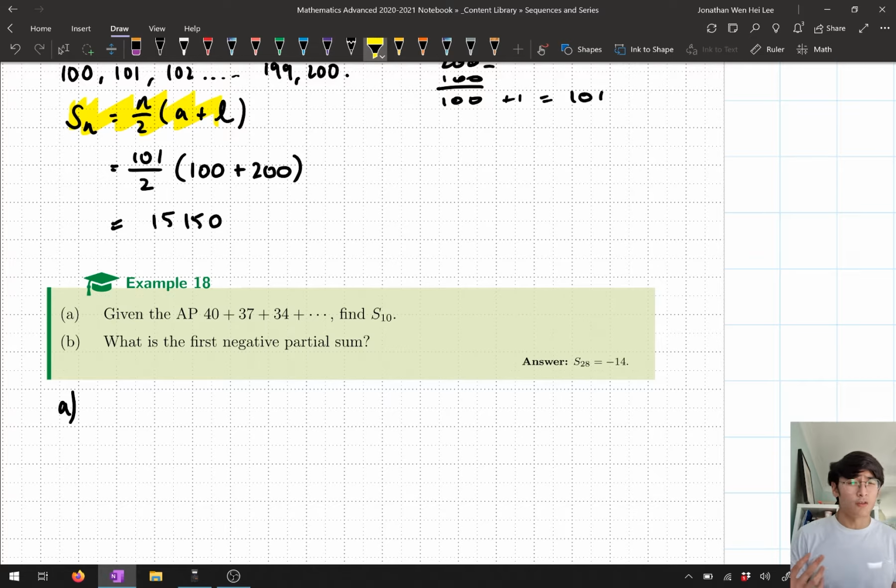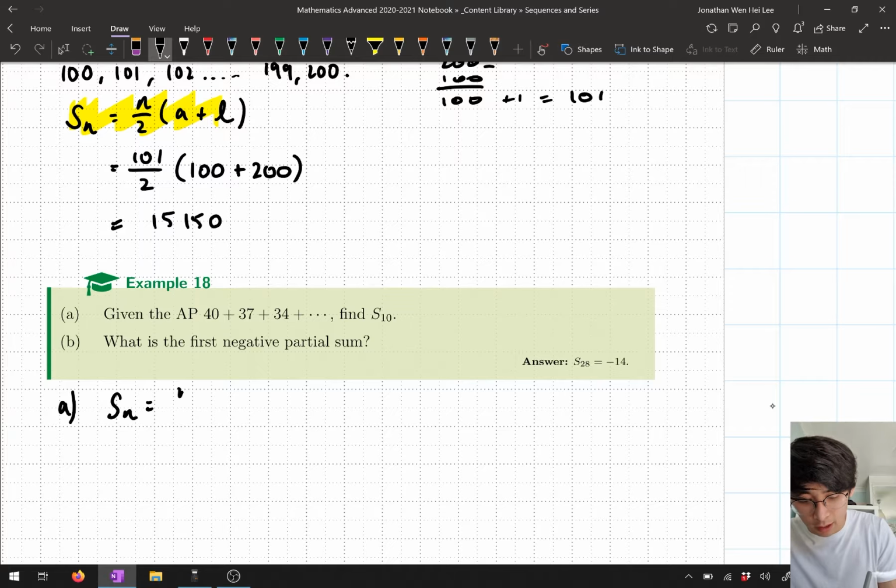Because in order for me to use this formula, I need to have the first term and the last term. But if you have a look here, we can actually use the second formula. Sn is equal to n over 2 (2a plus (n minus 1) times d).